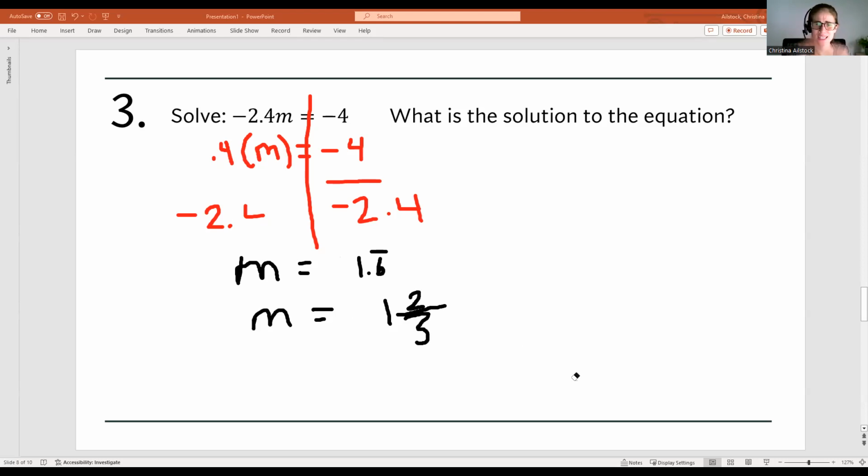And I think I said negative again. Oh, so sorry guys if I confused you with that. My apologies. But a negative divided by a negative is a positive. So we have a positive answer. All right, let's move on.